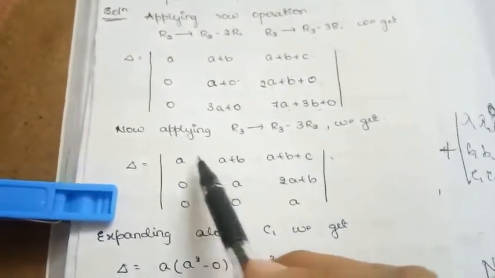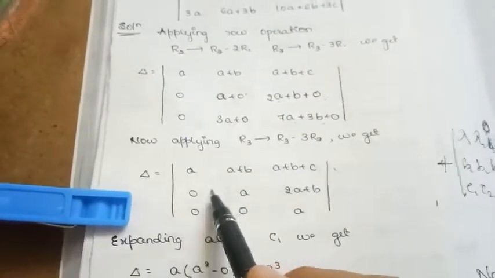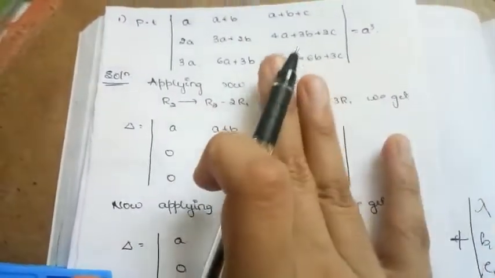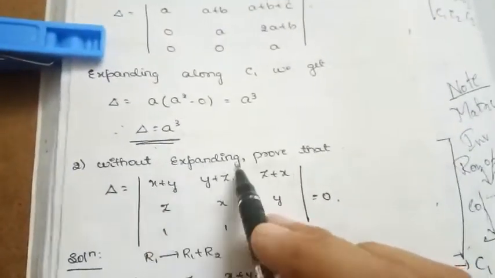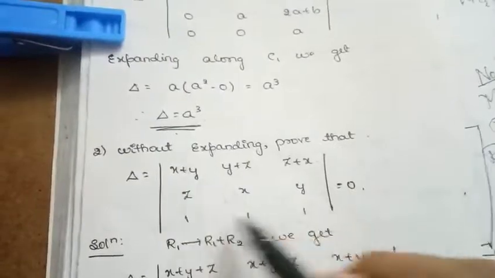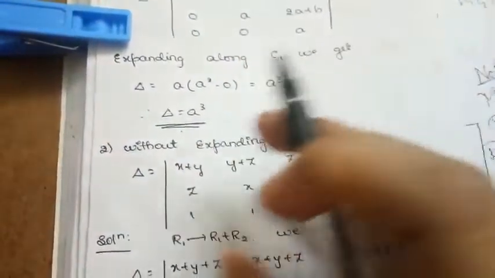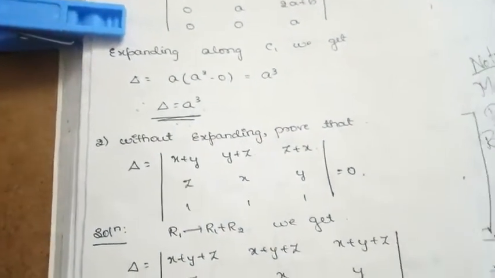So here there is a next question, what they are saying, without expanding. See here, after applying some row operation here, at the last I have expanded here. At the last, I did not use any property here, I have expanded here, but they didn't mention without expanding or anything like that in this question. But in this question they are mentioning what? Without expanding, prove that this determinant is equal to 0. That means there is no need of expanding in any of the steps. So we need to prove in that manner.